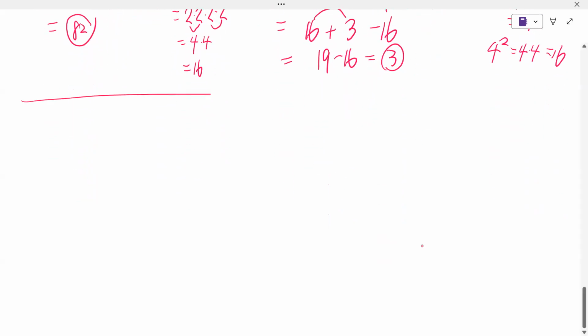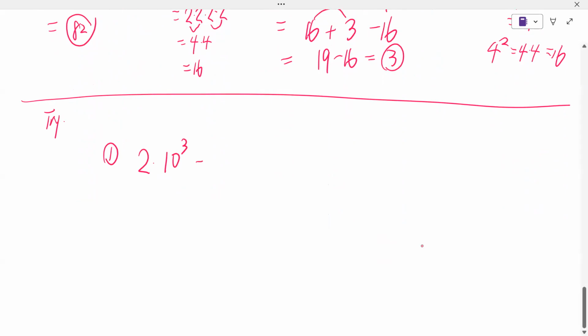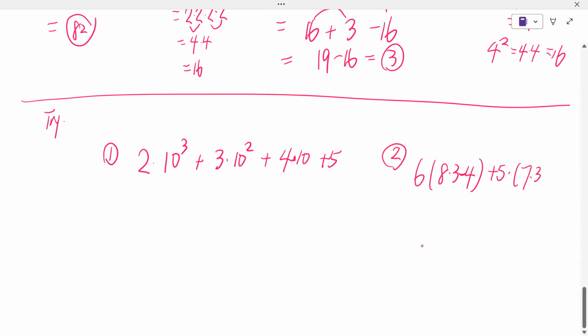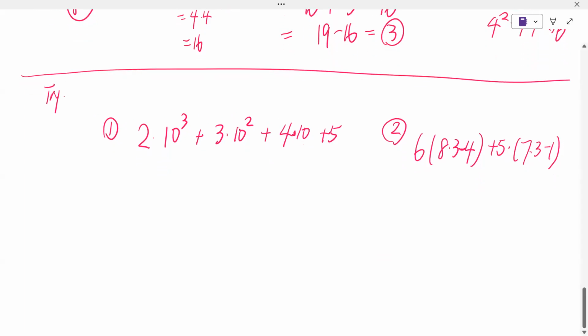So you guys are going to try a couple, right? Try this too. First one, let's say 2 times 10 cubed plus 3 times 10 squared plus 4 times 10 and 5. That's question 1. Question 2, 6 times (8 times 3 minus 4) plus 5 times (7 times 3 minus 1). So you try this one really quickly.